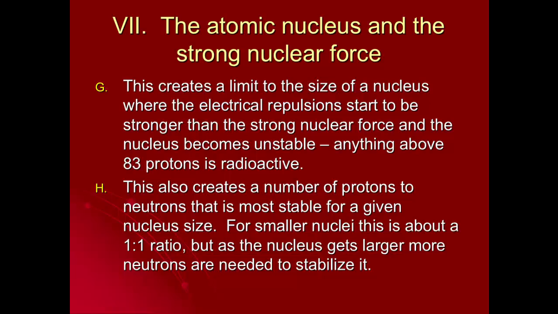So anything above 83 protons is radioactive. Doesn't matter how many neutrons you add, they are radioactive. And this also creates a number of protons to neutrons that goes up, as I was describing. So for smaller nuclei, 1 to 1, but beyond 20 you get 1 to more than 1 of the neutrons.